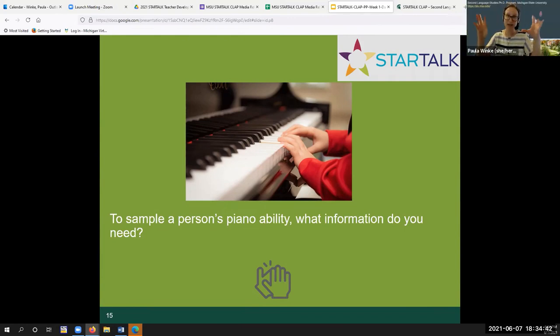Okay, yeah, so you're thinking about the domain of the task. Like you would ask the testee, what is it that you can show me? Great. Angelina Rubina, do you have other questions that you would ask? To sample a person's piano ability, what information do you need?